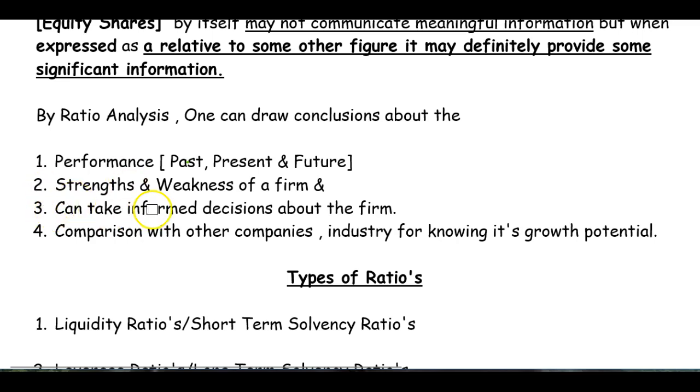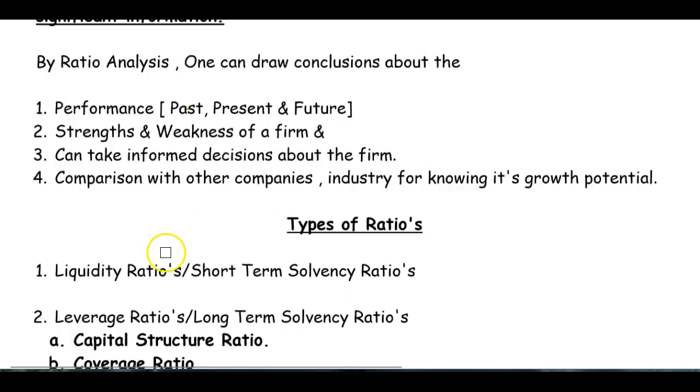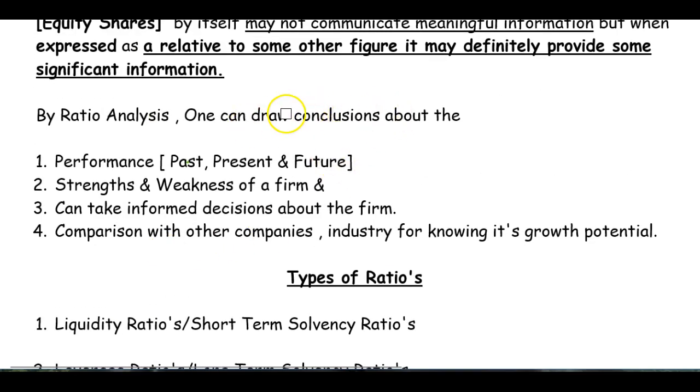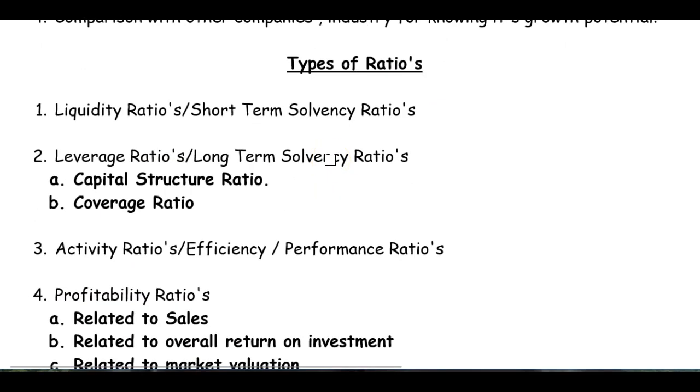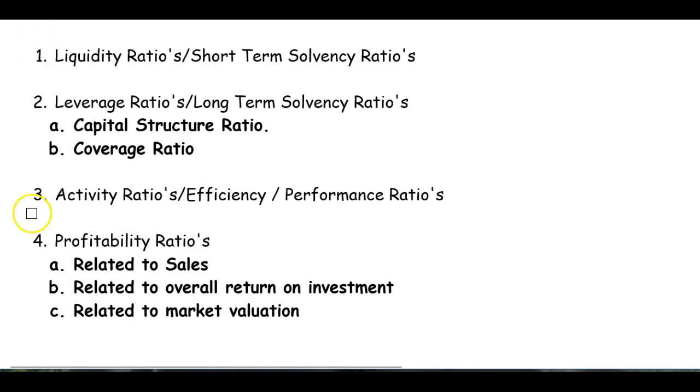And the bank or the company can take informed decisions about the firm, about the expansion, or going into another line of business, and make comparisons with other companies in the industry to know its growth potential. So these are the conclusions one can draw from the ratio analysis. What are the types of ratios available here? There are four types, and there are sub ratios as well.